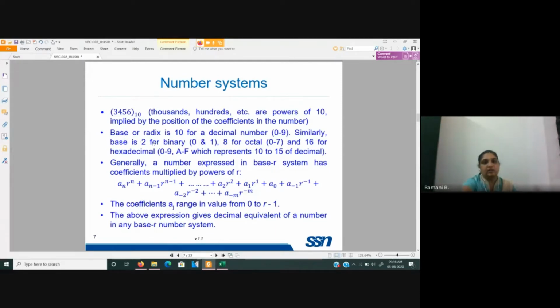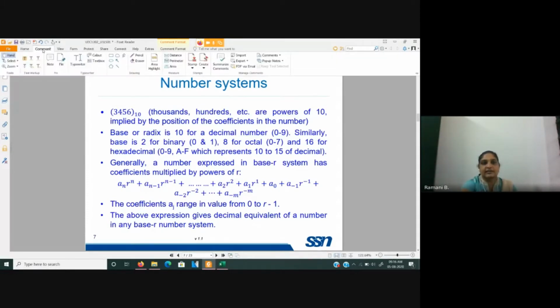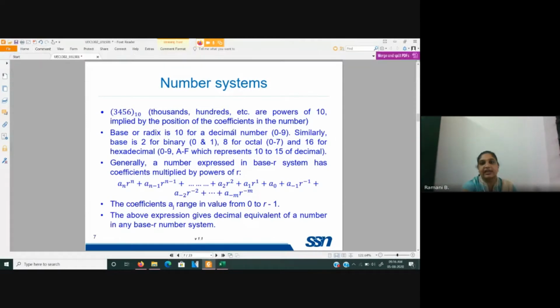With the decimal number system, we say that the base or the radix is 10. So decimal is nothing but 10, and you have the digits from 0 to 9. Similarly, binary is 2, so you have the base as 2, and the binary digits are 0 and 1. For octal, as the name implies, it has 8 digits, so the digits in the octal number system are 0 to 7. Majority of these number systems take their values from the decimal number system only.